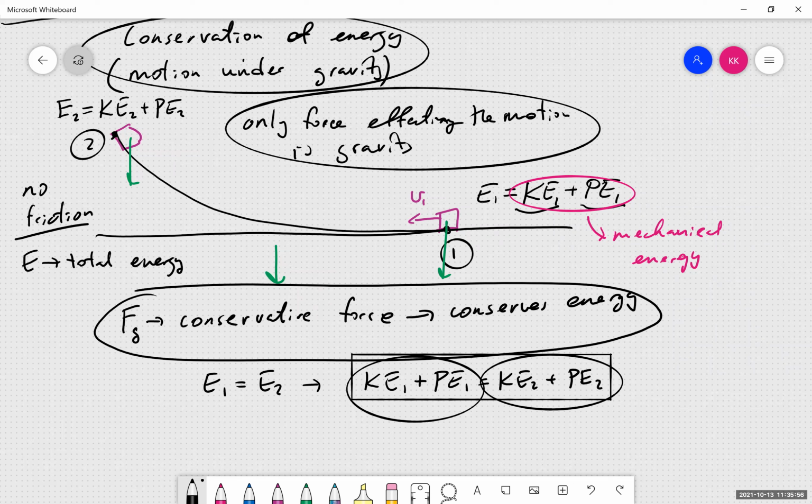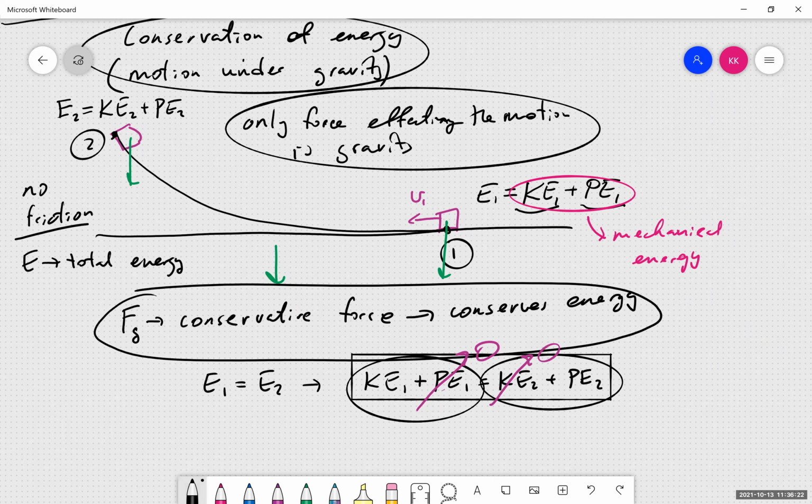When the block starts from point 1, then goes up a slope to the left, at point 1 it's on the ground. And potential energy on the ground is always 0. That means I can say that this is 0. But when the box reaches point 2, which is its highest point, it's going to move up until it stops. Well, there is no kinetic energy. That means I can say that this is also 0.